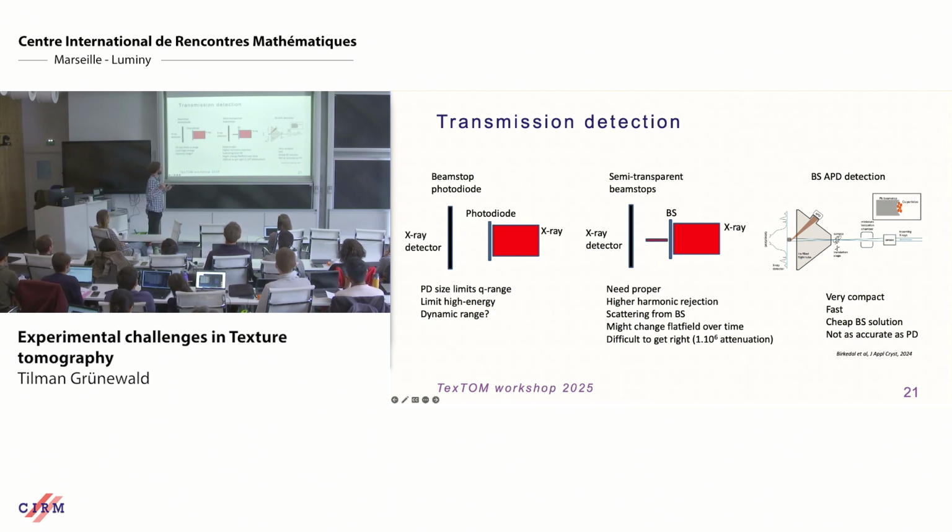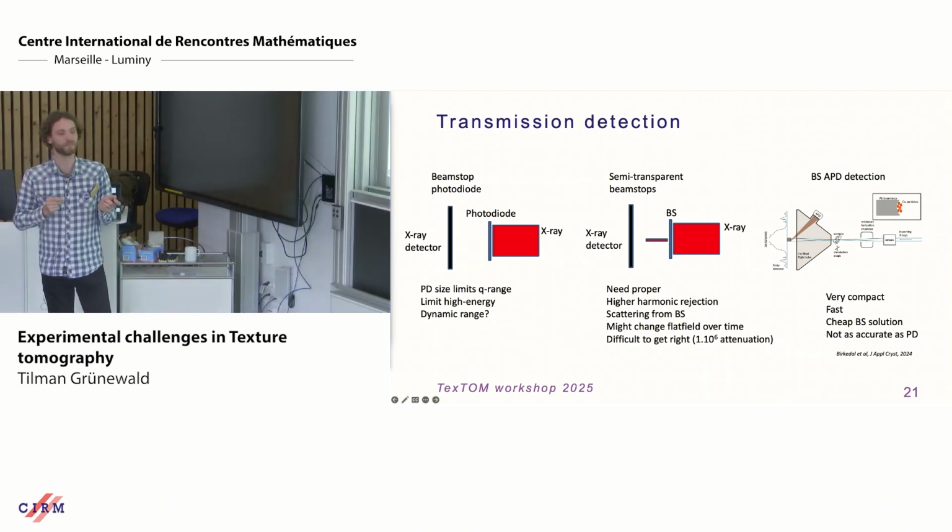What we have been working on in the last year was getting an avalanche photodiode and a special beam stop that has a fluorescence target embedded. That seems to work really well. So you have the fluorescence of the beam stop as your counter. That works well, it can go fast, and it's reasonably cheap compared to these hand-tailored solutions. It's not as accurate as a photodiode beam stop. I don't yet know where the problem is, but just to put that out, transmission detection is also something to consider before you do your experiment.